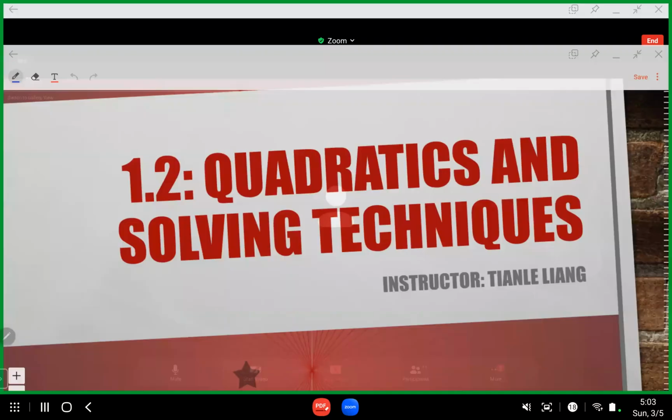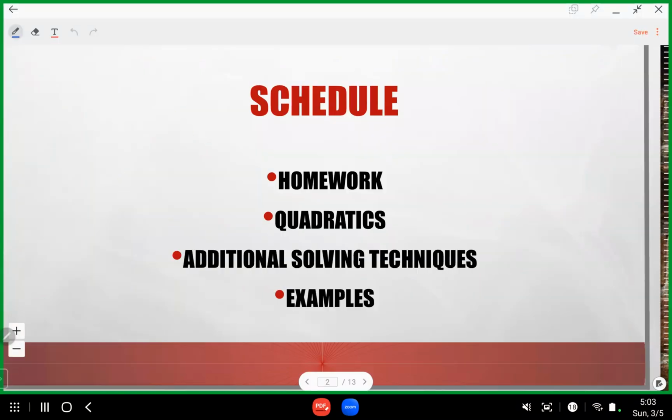Let's start with the schedule then. First I'm going to go over some homework problems. Most of the people that have turned in the homework, which is quite a lot, which is pretty good, have gotten like 3 out of 3, 2 out of 3, which is very good. But I'm just going to go over the homework questions, unless some people don't know how to do them. And then we're going to go over quadratics and some new stuff about them, then some additional solving techniques, and that's going to be our lesson for today.